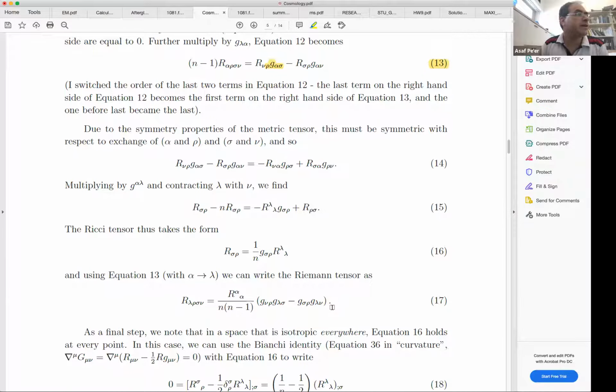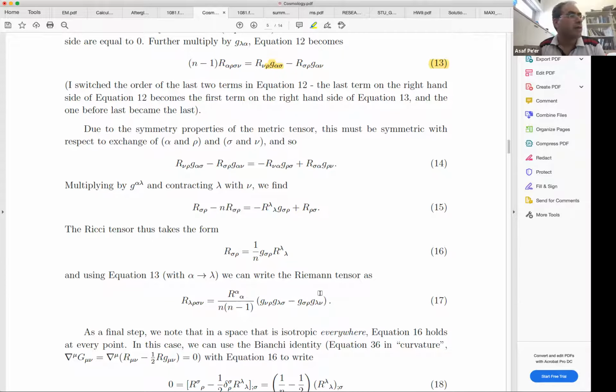Okay, so we're nearly there. So in a maximally symmetric space, we found a simple way of writing the Riemann tensor as the Ricci scalar multiplied by this multiplication of metric tensors. Of course, this is only true in a maximally symmetric space.